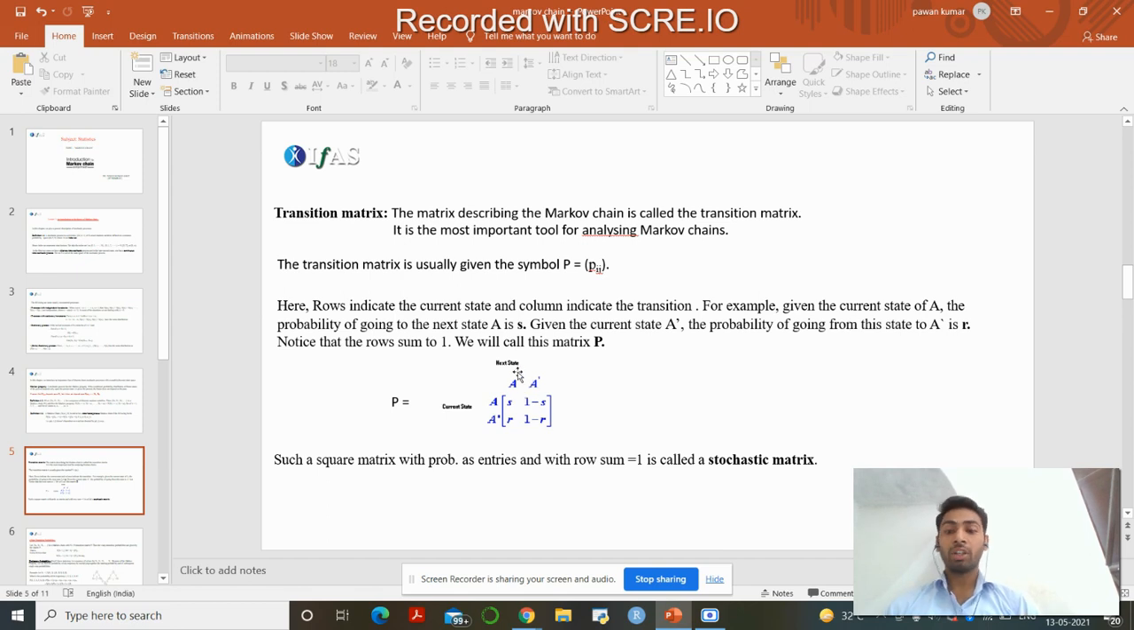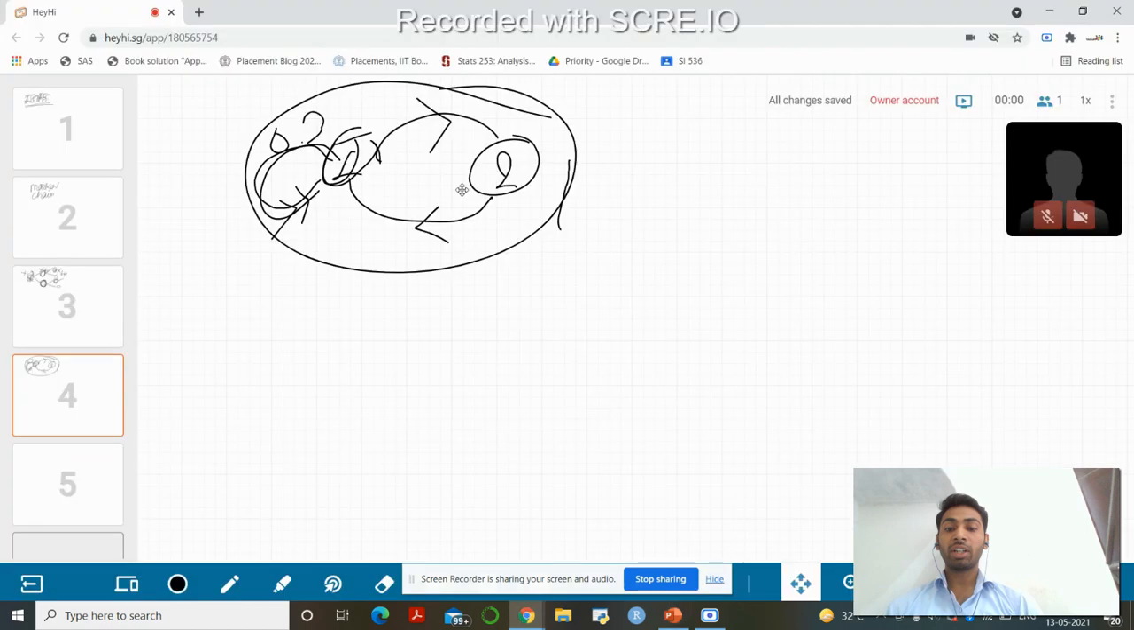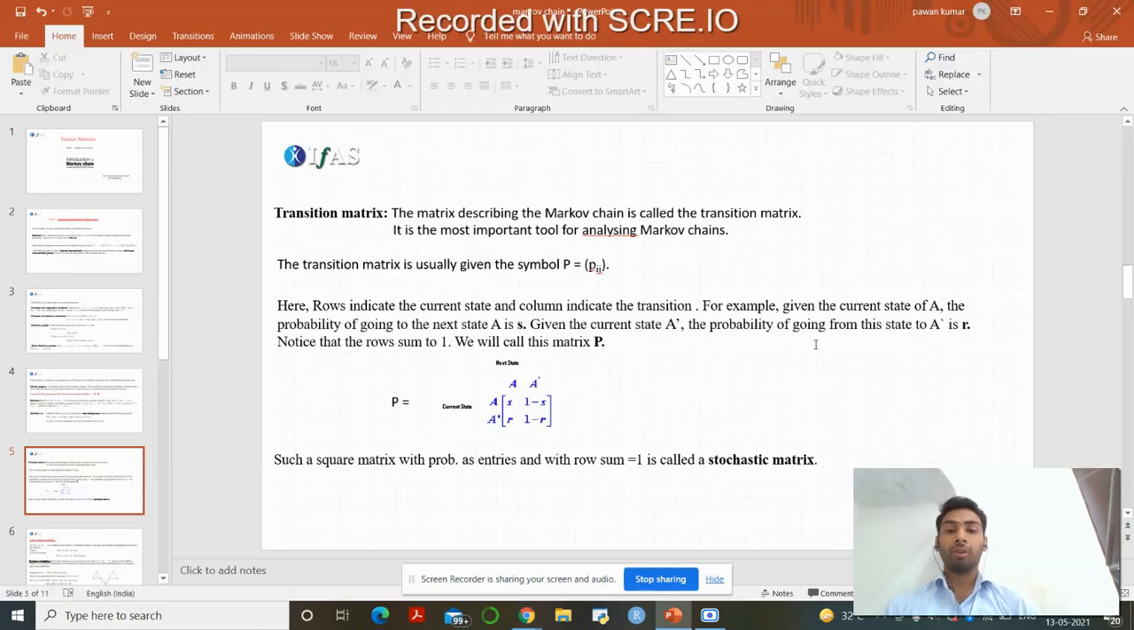In our example, if we go from 1 to 2, what is the probability of this? Say we define it as 0.7. Here we are just introducing this, not with a proper example. We will discuss this later. From state A to A dash the probability is R.